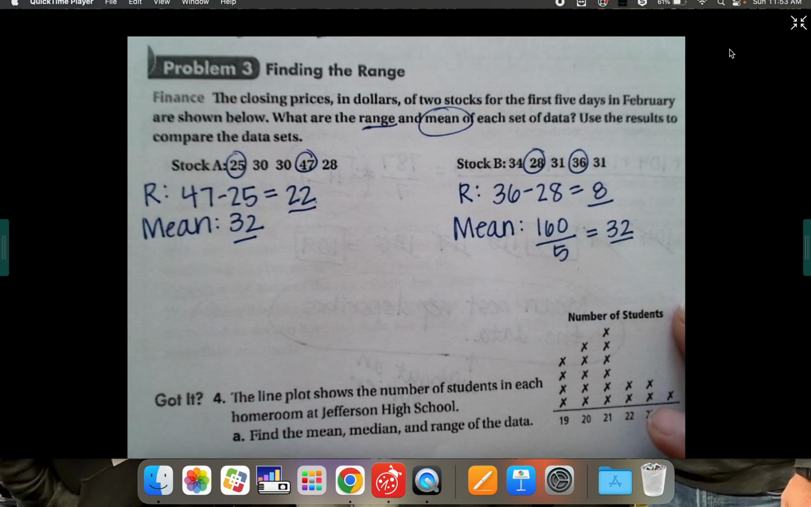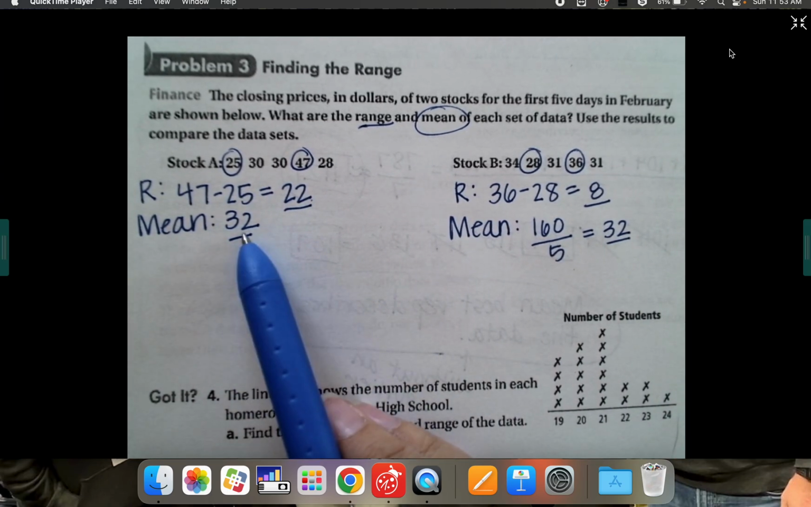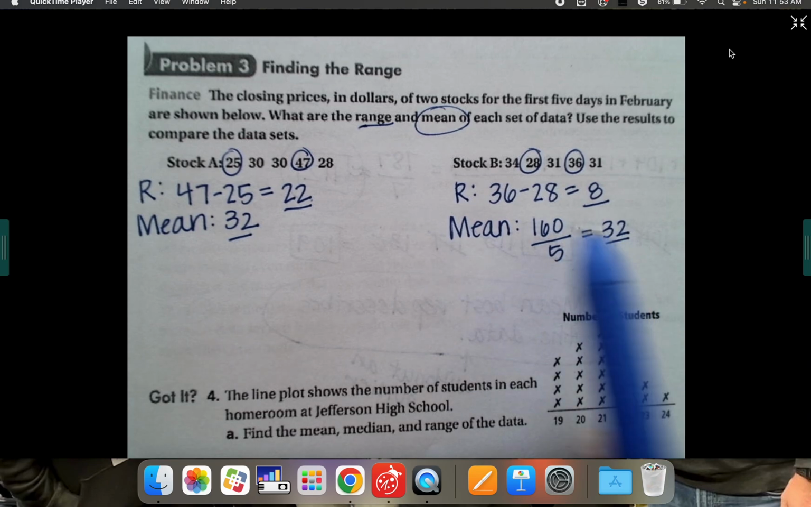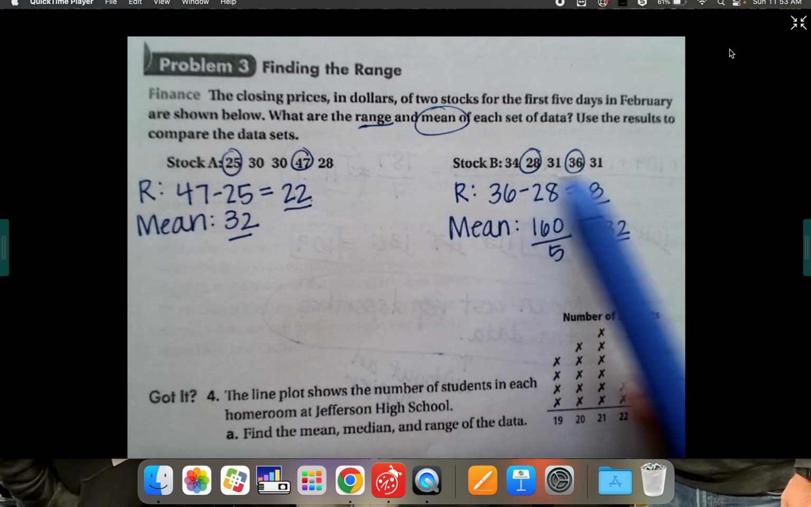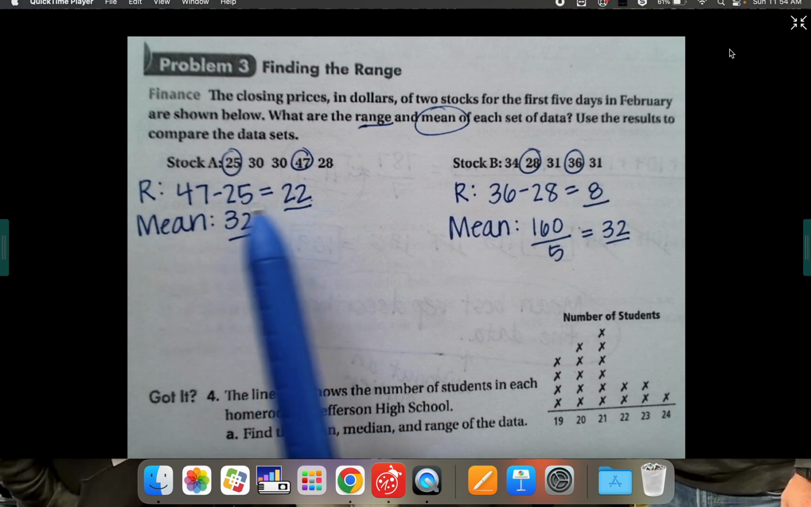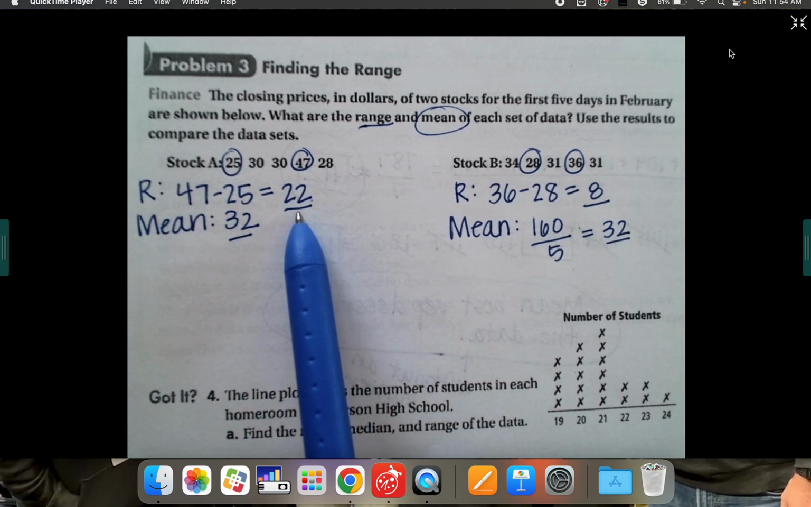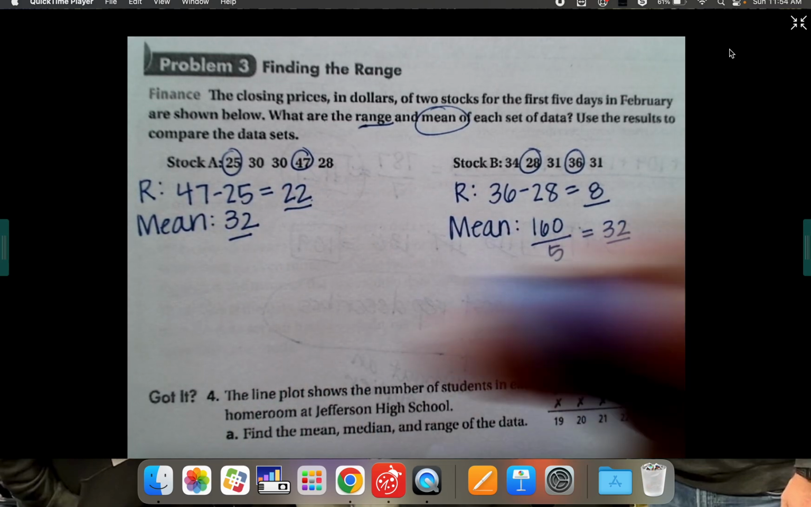Okay, so this is why range is also important. The mean on both stock days is 32, but the range was hugely different. So there was a much wider range. The data was much more dispersed. In fact, that's what we're going to say to compare it.